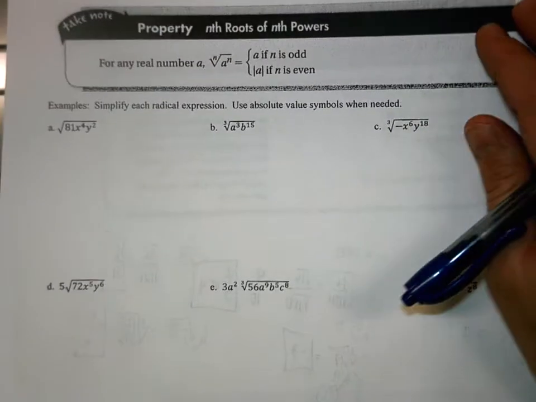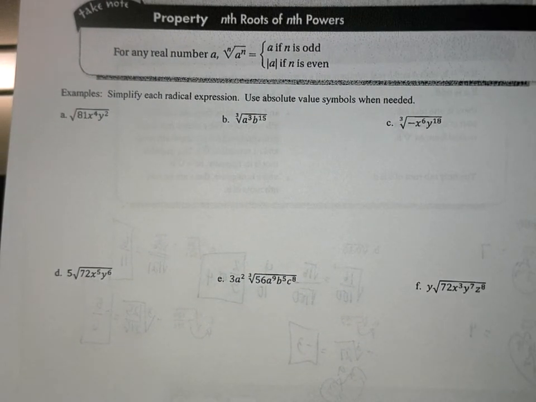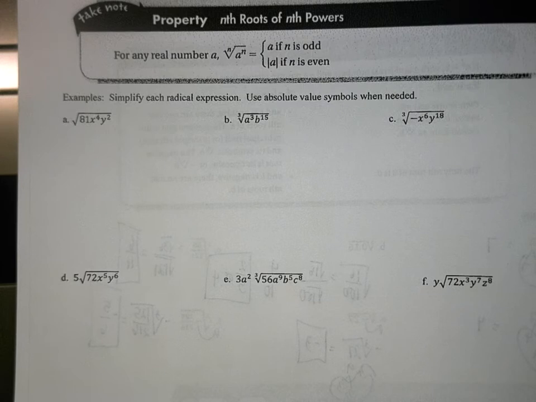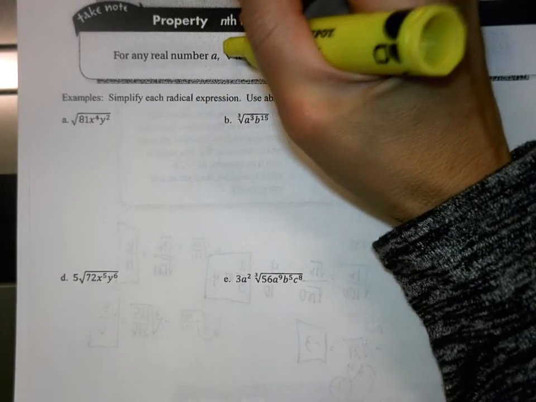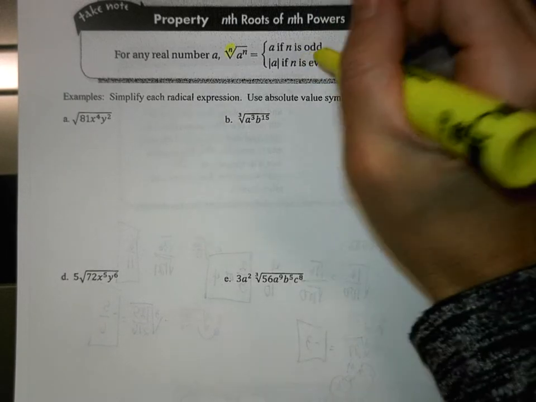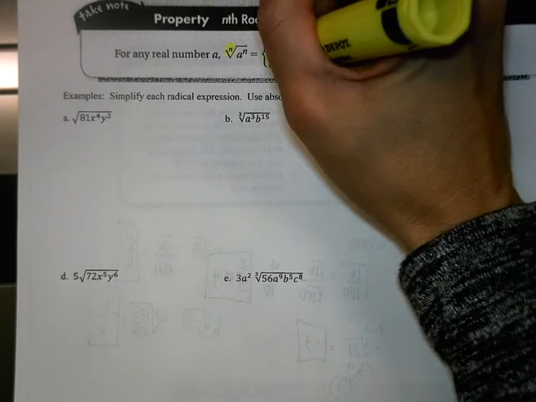So this is where it's kind of new, and it's starting to get a little bit more complicated. Okay, so I want you just to read this to yourself here at the top. Okay, so if this root right here, if your index is an even number, you need to write that answer as an absolute value.